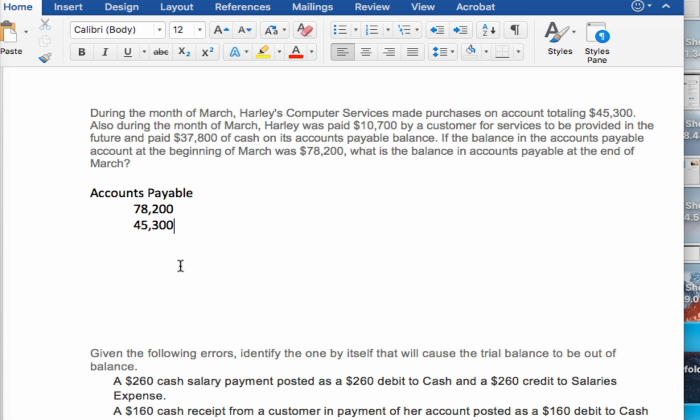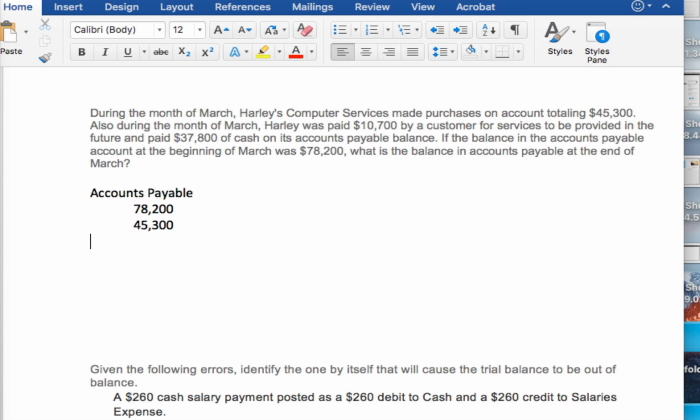Okay, so the next one, we paid $37,800 of our accounts payable balance. If we're paying off part of this accounts payable, that goes on the debit side to show that it's being reduced. Then that was the last transaction there. So now all we're doing is adding these two together, $78,200 plus $45,300, and subtracting $37,800. Remember, we're adding those two on the right side because this account carries a credit balance. So when we make additions to this account, they go on the credit side.